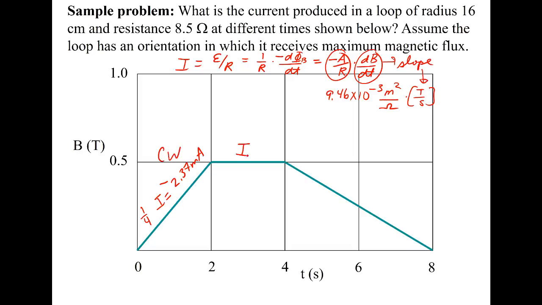In the second portion, the current is simply 0 because the slope here is 0. And in the third portion, this is a slope of about an eighth, right? 0.5 divided by 4. And so that's going to give us a current of 1.18 milliamps. And that's going to be positive, so that will be a counterclockwise current. Okay, so that's one example of how we do this.